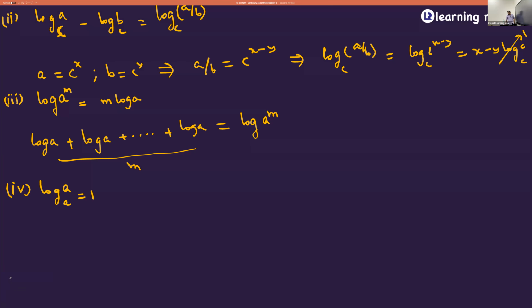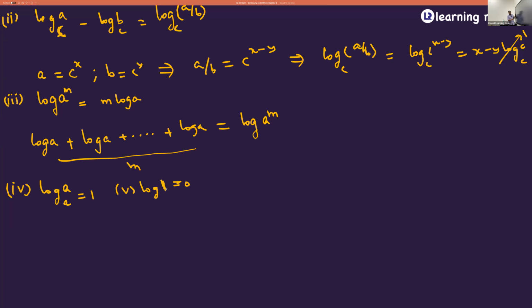Okay. Am I clear with this? Okay. So log of anything base itself is 1. This also I told you. Similarly, log of 1 base anything is 0. That is why I'm not writing the base. Here I need to write it. Okay. So log of 1 base anything is 0.